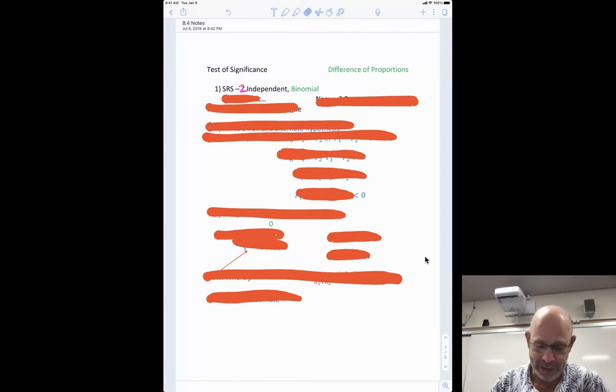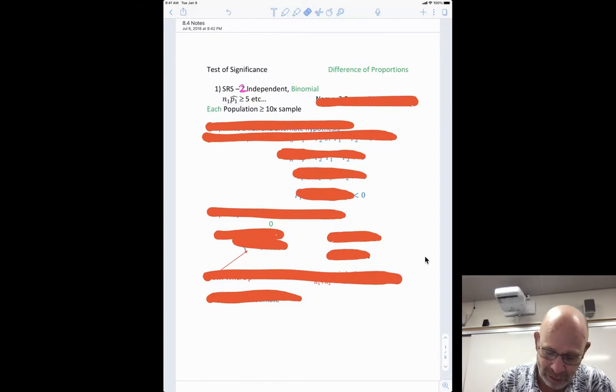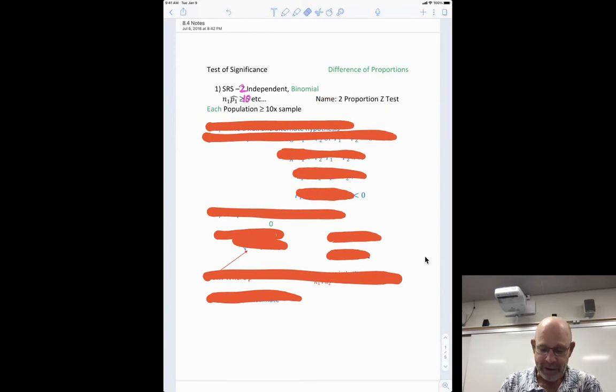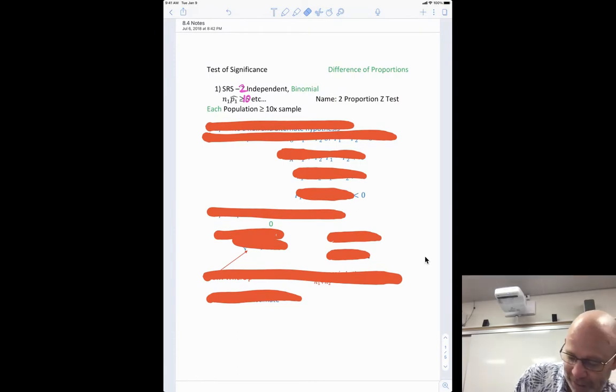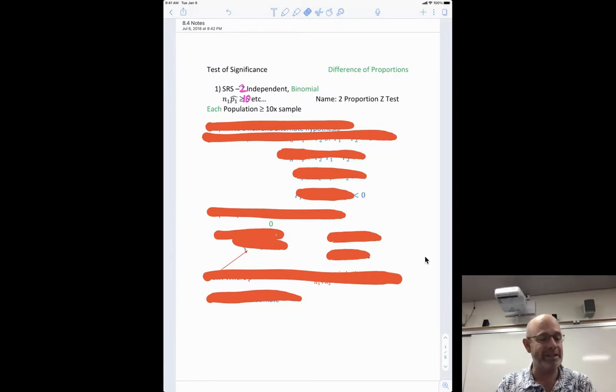So two independent simple random samples, N1 P1 hat, N1 Q1 hat, N2 P2 hat, N2 Q2 hat, all just like the confidence interval, greater than or equal to 10, not 5, sorry. And each population has to be greater than 10 times its sample. This is called a two proportion z-test, so that's the name of it. Okay, so that's how you start. Step number one, right? We called this one last time, I think.